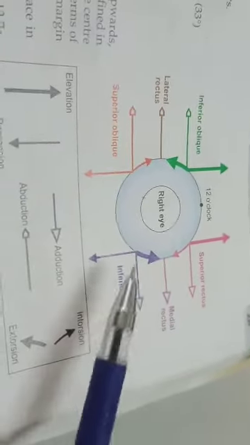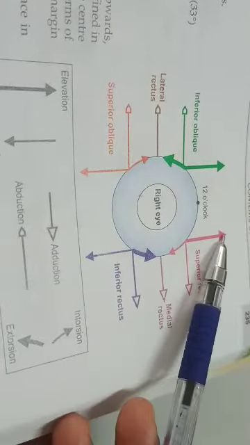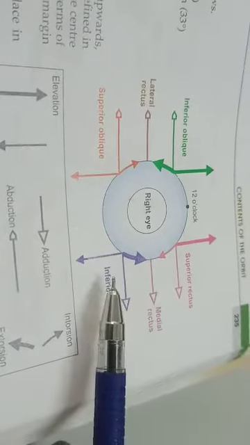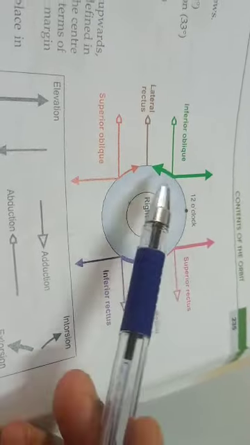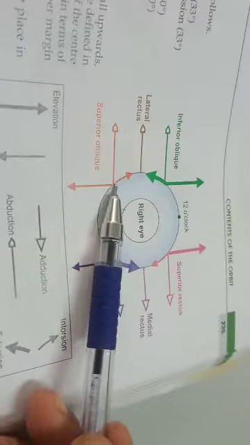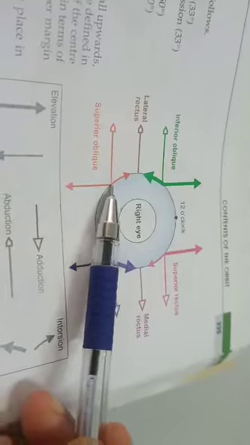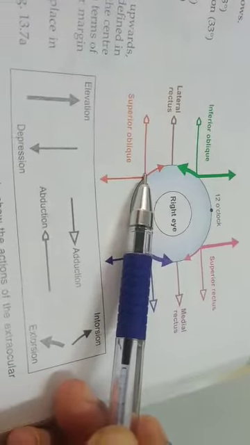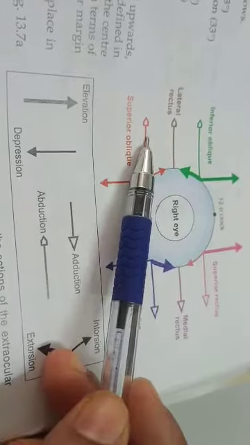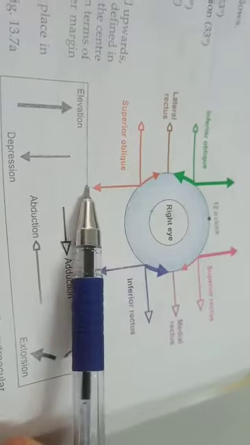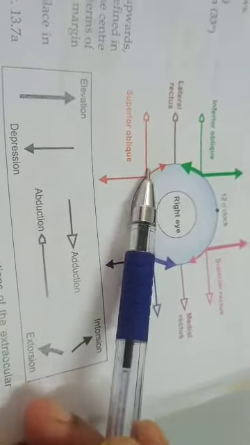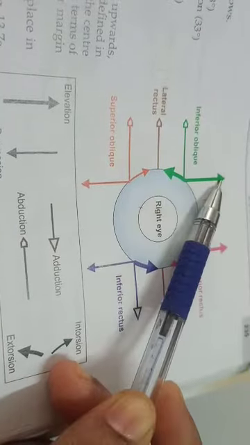So superior rectus helps in the elevation and also intorsion. Then inferior rectus helps in the depression and also extorsion. Then superior oblique helps in the depression, abduction and intorsion. Inferior oblique helps in the extorsion, elevation and abduction. Both oblique muscles help in the abduction.